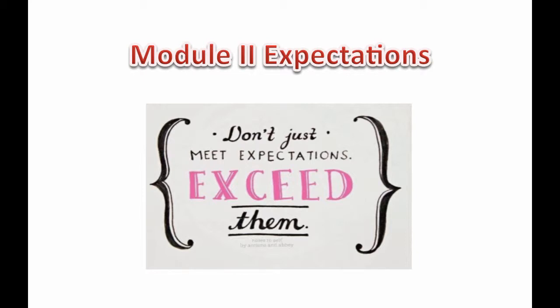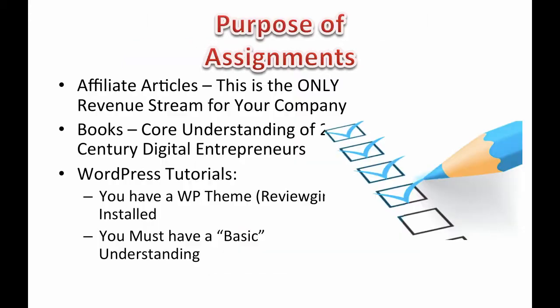Module 2, Expectations. You have identified your passion and your niche, and it's now time to build your website. One of the most important things is that, at this point, you should certainly understand affiliate income. This is the only revenue stream for your company. The books, once again, provide the core understanding of 21st century digital entrepreneurs.